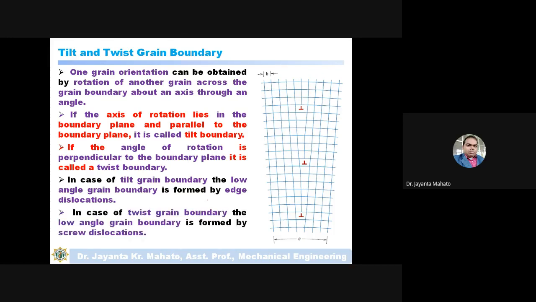When the low angle grain boundary is formed by screw dislocation, then it is called twist grain boundary. So tilt grain boundary and twist grain boundary are just opposite. In case of tilt grain boundary, the low angle grain boundary is formed by edge dislocation, and in case of twist grain boundary, the low angle grain boundaries are formed by screw dislocations.